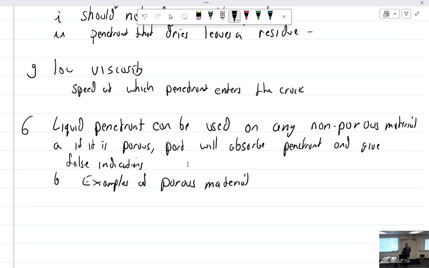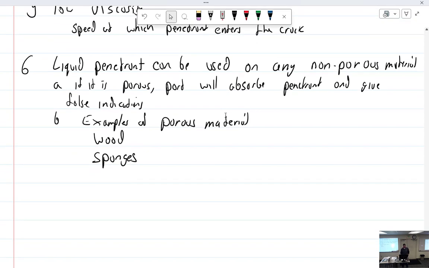Things we cannot use liquid penetrant inspection for. What do we have? I heard wood. Fabric. I said sponges. So if SpongeBob has a butt crack, we'll never know. Unfired ceramics. Why is that? They're porous. Yes.